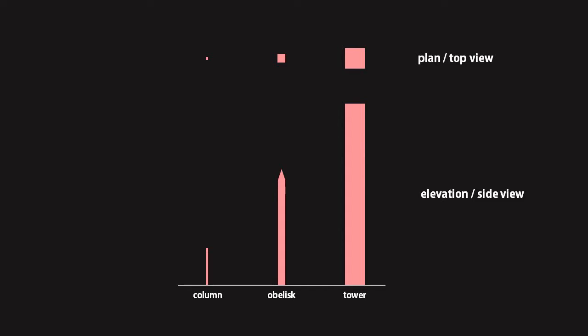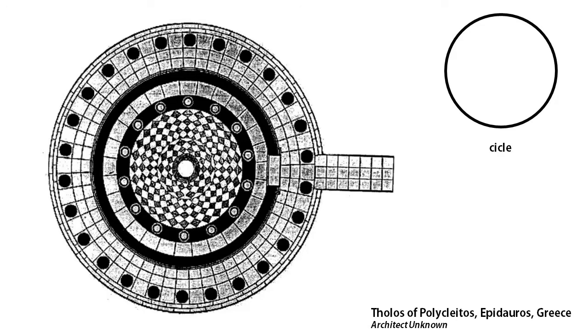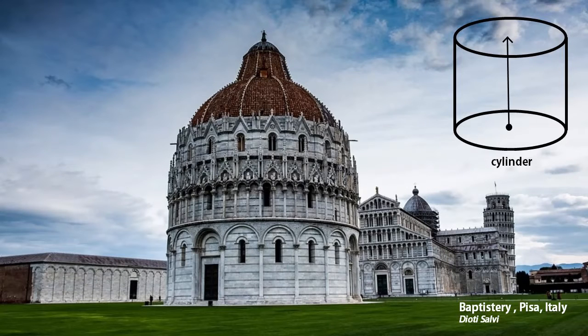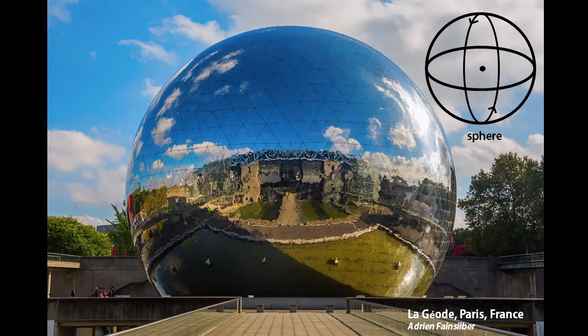Other point-generated forms that share the same visual attributes are a circle, like the plan of the Tholos of Polykleitos in Greece, a cylinder, like the Baptistery of Pisa in Italy, and a sphere, like the Laguardia in France. On the other hand, 2 points are a whole different story.